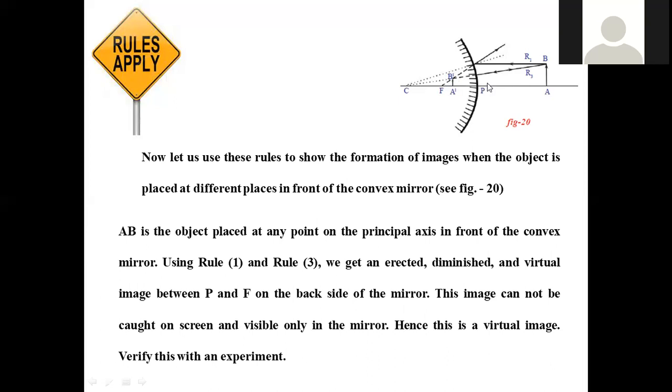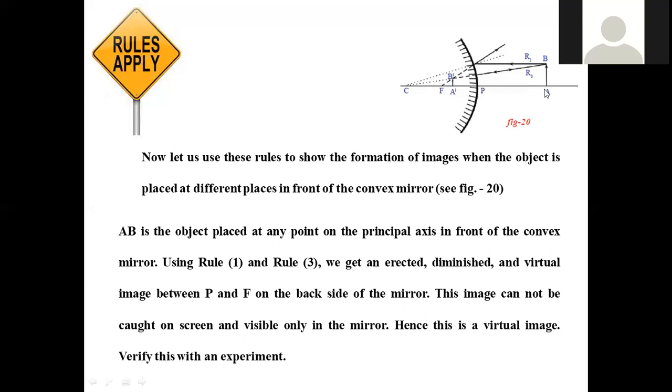And the third thing is, when you're applying these light rays, if you're getting the image on the screen, that is said to be a real image. But in this case, when the object is placed at the point AB, it is hitting the convex mirror. Now the image formed beyond the convex mirror, A prime and B prime, is said to be a virtual image formed on the mirror. Hence, you can say it is the virtual image. This is clearly visible in figure number 20.